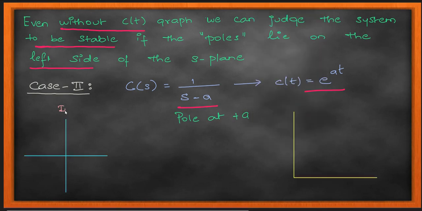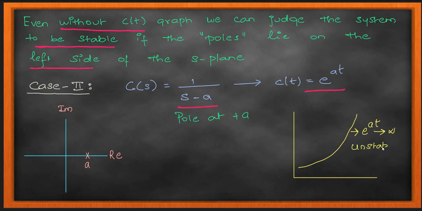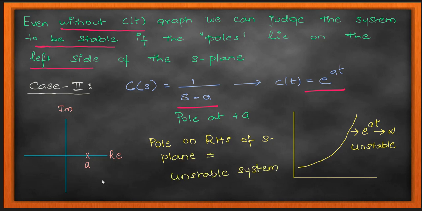Now let's take another case, which is contrary to the first case, that is 1 upon S minus A. For this case, my pole is at plus A, because S minus A equal to 0 gives S equal to plus A. And my C of T, the inverse Laplace transform, is given by e to the power of at. Now e to the power of at is a rising, increasing exponential, so that value tends to infinity. It keeps increasing till infinity. So that is not stable, and I wouldn't call that a stable system.